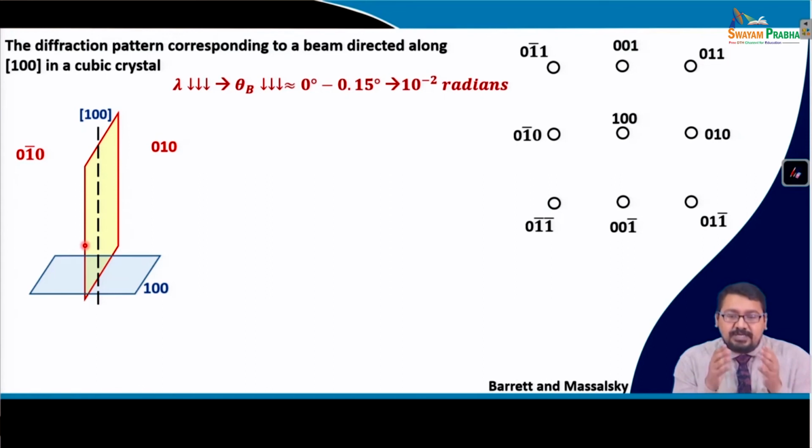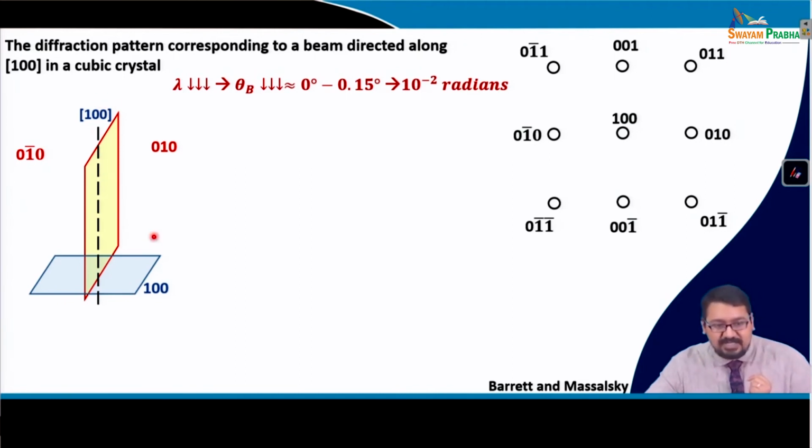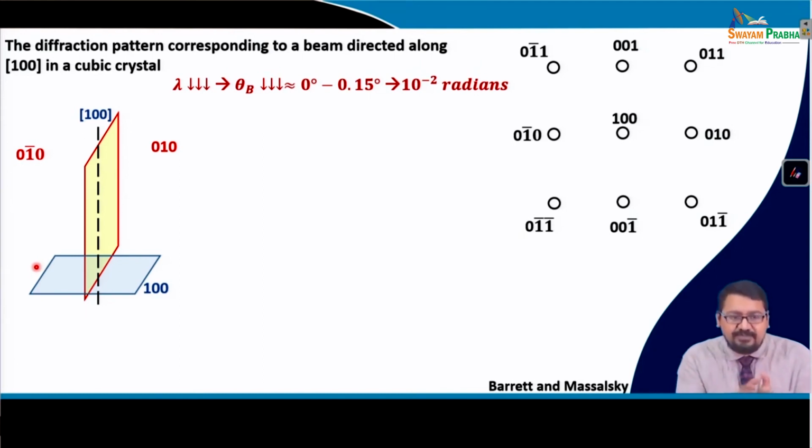Then you see the n lambda equal to 2d sin theta could be n lambda equal to 2d theta, and this theta and lambda is so small that the diffraction on this plane can occur in both the directions. So, it can occur in this direction and it can occur in this direction, in order to get both the 010 pole and the 0 1 bar 0 pole, and these poles will be represented here in form of reciprocal lattice, right.